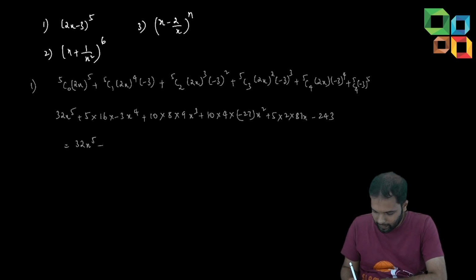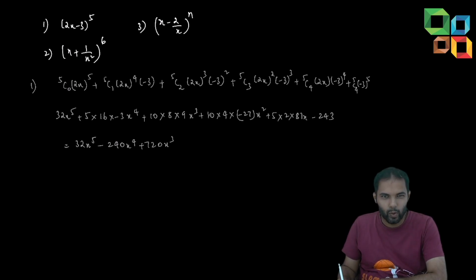So it is 3, 16, that, which is what? 48. Sorry, 32, 48. 48 into 5, which is 240. 8 into 9 is 72. So it's 720 x cubed.